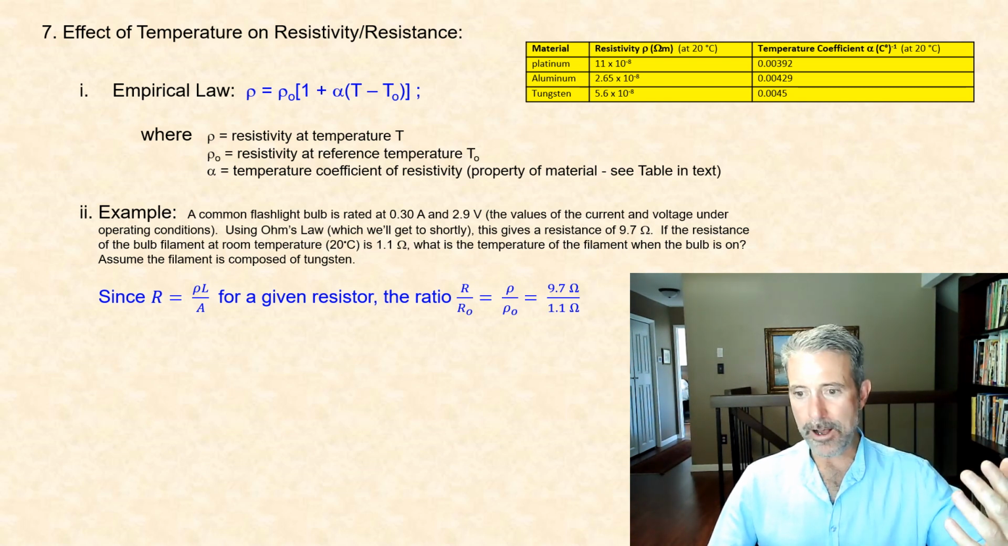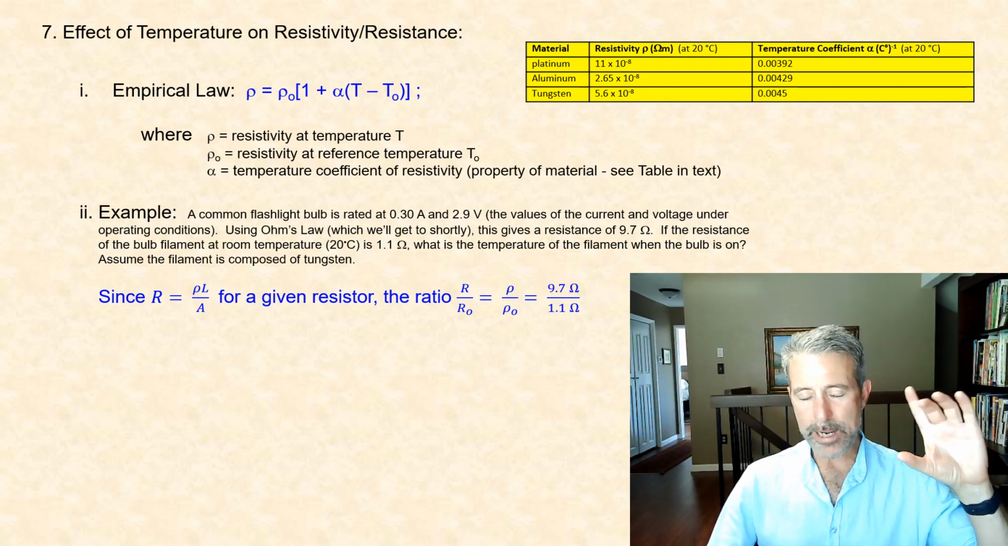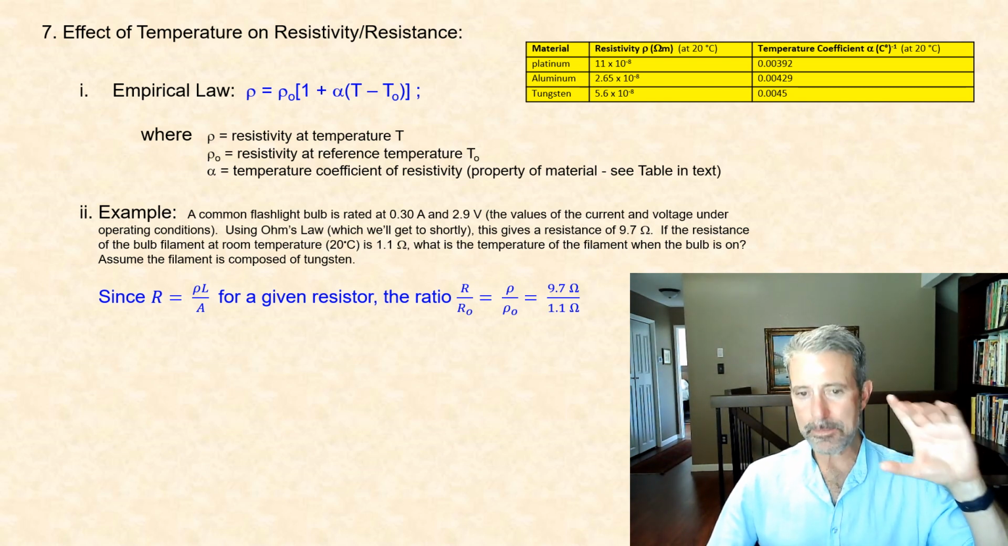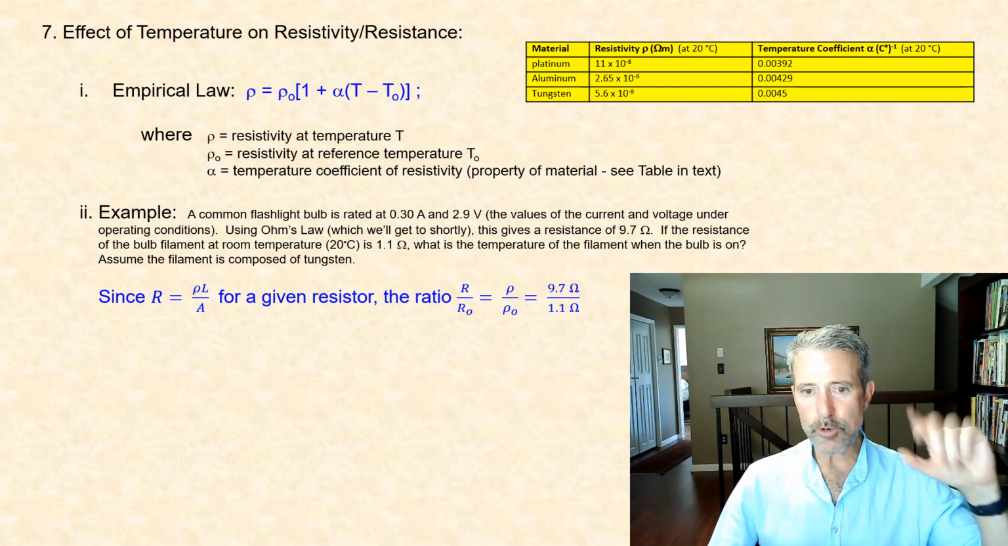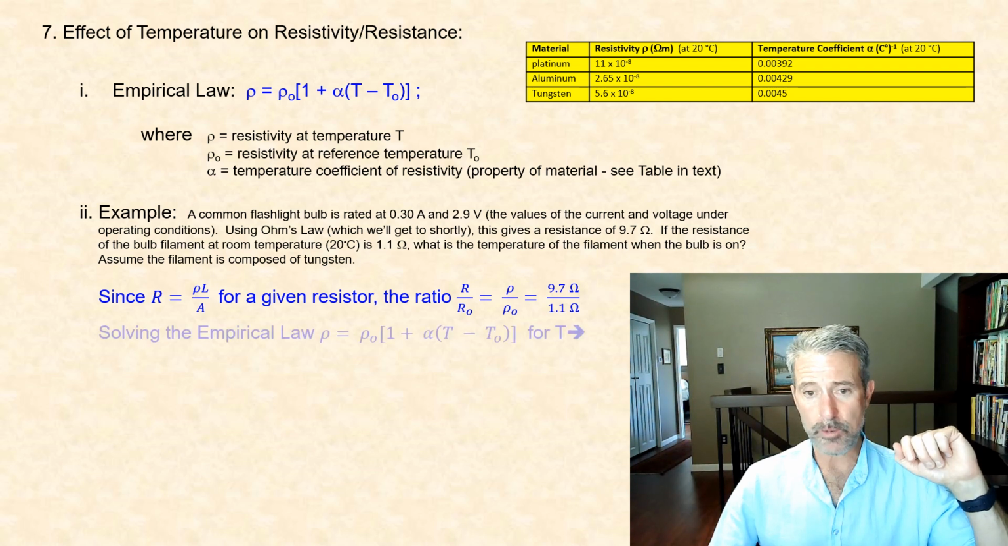And this is so because, like we said, for a specific resistor, which we have in this tungsten filament here, the length and cross-sectional area will be the same. So the end result is that the ratio of these resistances at operating versus reference temperature will be the same as the ratio of resistivities. We're given the resistance values here, so we know that resistance ratio as well as the resistivity ratio.